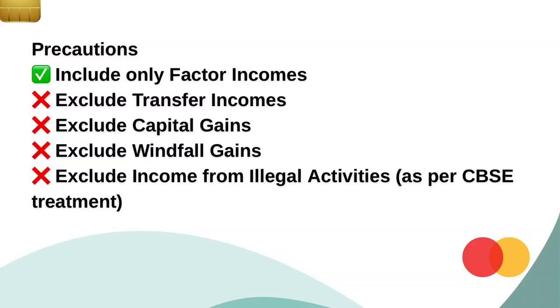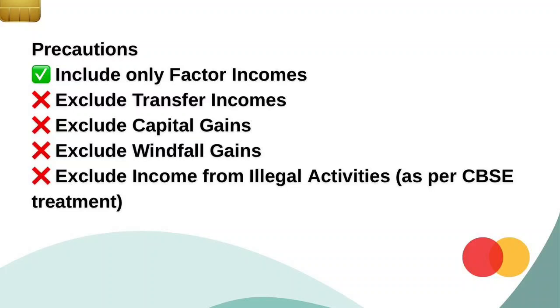First, include only factor incomes. Ask yourself one simple question. Was this income earned by contributing to production? If the answer is yes, include it. For example, wages, rent, interest, and profit are all factor incomes because people earn them by providing labor, land, capital, or entrepreneurship.